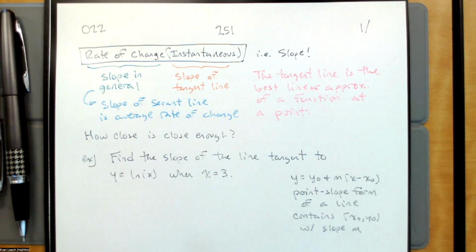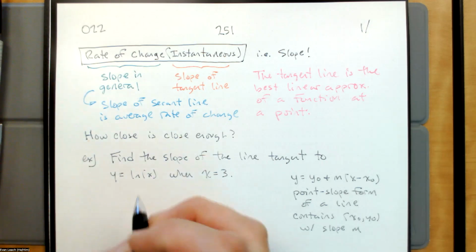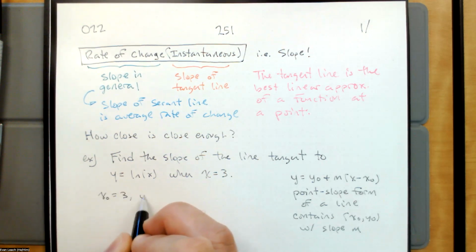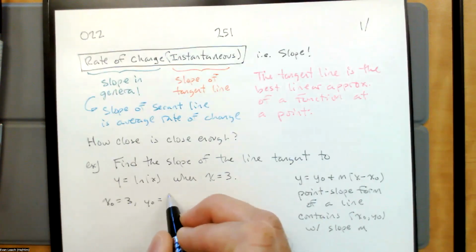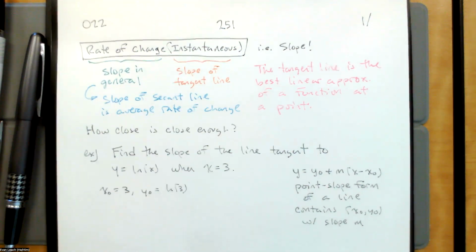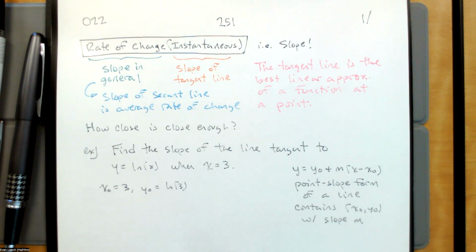We know the point that we want to go through. It's when x is equal to 3. So the point that we're interested in is 3 comma natural log of 3, about 1.1. So there's the point that we're interested in.